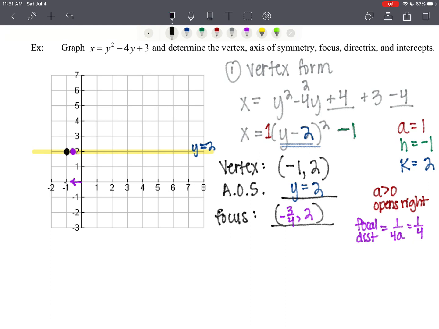Then we have our equation of our directrix. So I'm going to draw that first so I can see it. I've become a visual person the more math I do. So it's going to be 1/4 of a unit away from that vertex. So 1/4 to the left of the vertex is going to be -1 1/4, which is -5/4. So x equals -5/4. So the directrix is x equals -5 over 4.